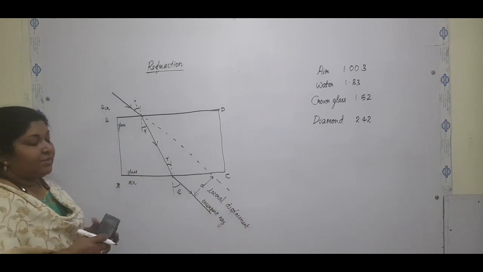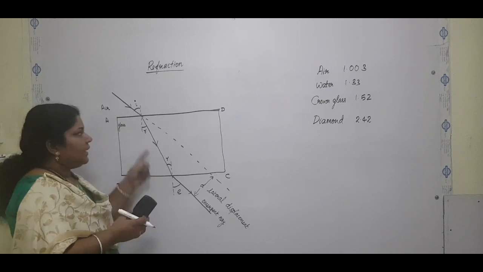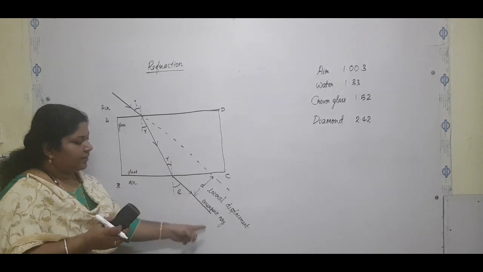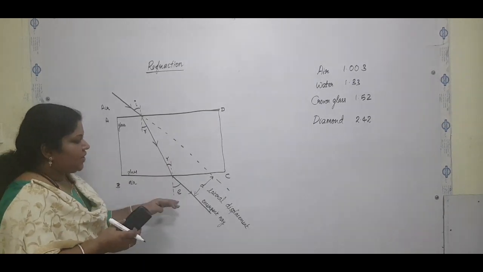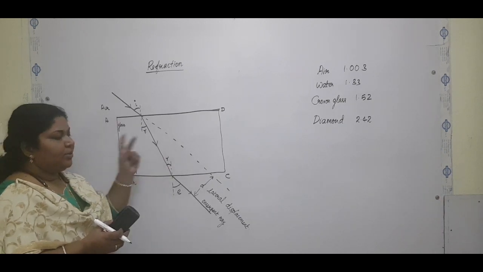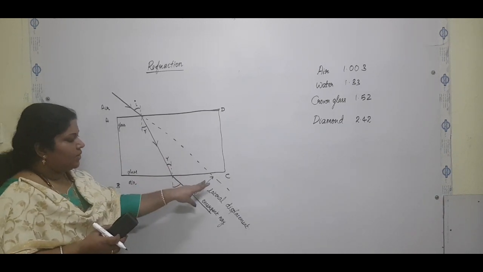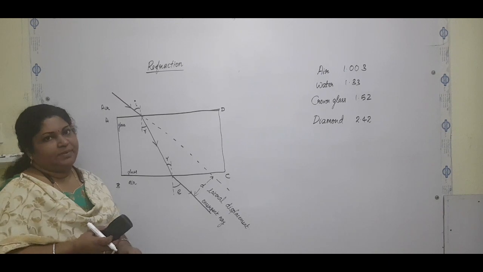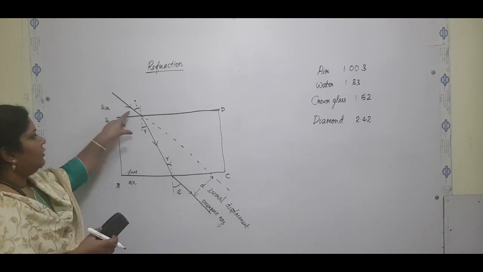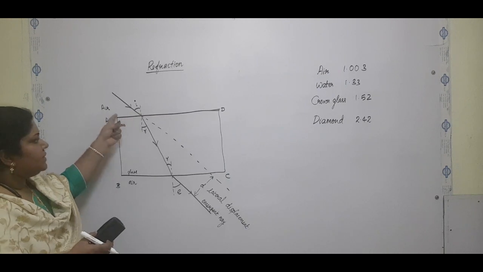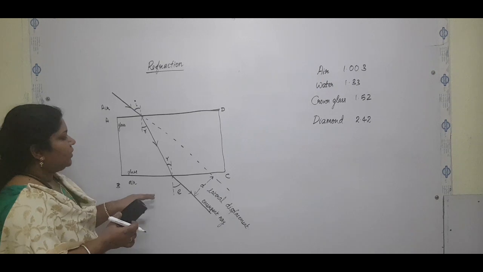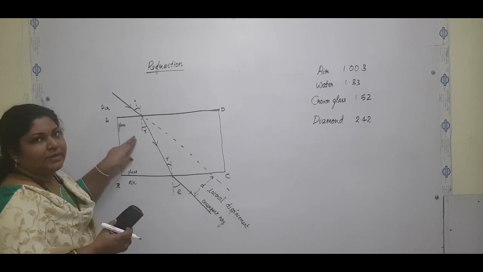So lateral displacement means it is the distance between the incident direction and the emergent ray. So the emergent ray is shifted by a small distance compared to the incident ray, and that distance is known as the lateral displacement. And this lateral displacement will depend upon the angle of incidence. So if you are increasing the angle of incidence, this D value also will be changing. And also it depends on the thickness of the glass slab.